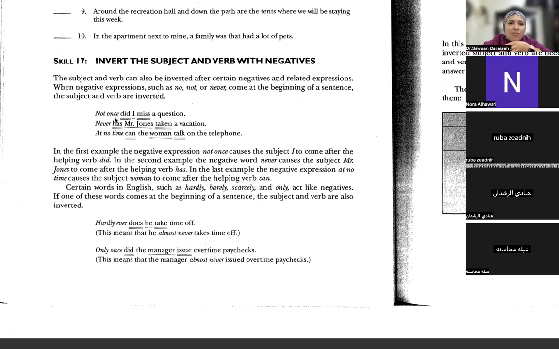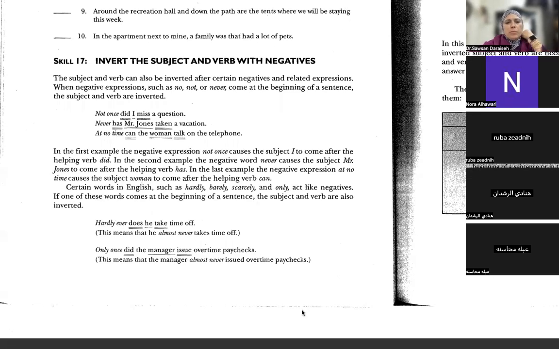And here, after negative expressions, here they are: hardly ever, only once, at no time, never. We're talking about these examples, and if you make your own examples, they will be the same as well. Okay? I hope that this was clear and it was a helpful kind of discussion.